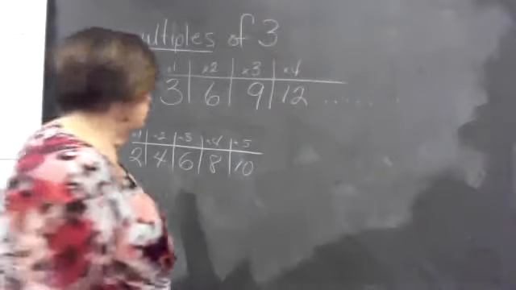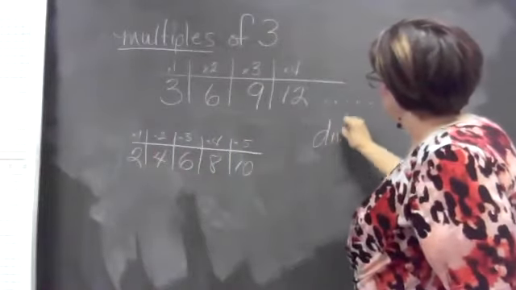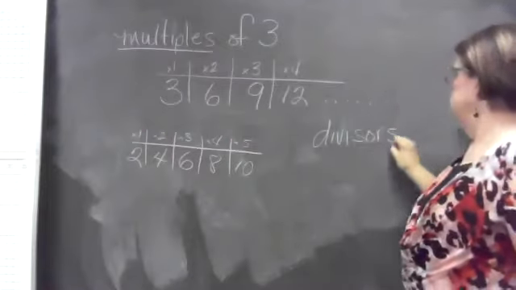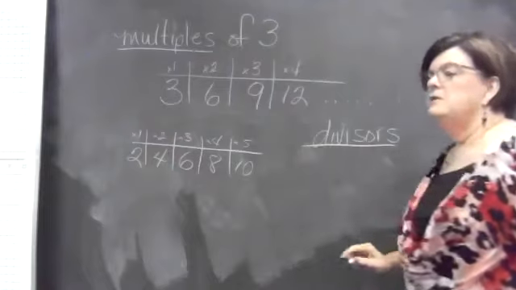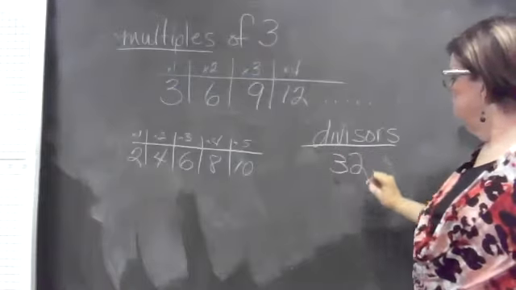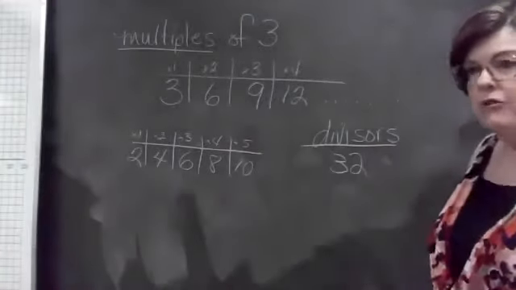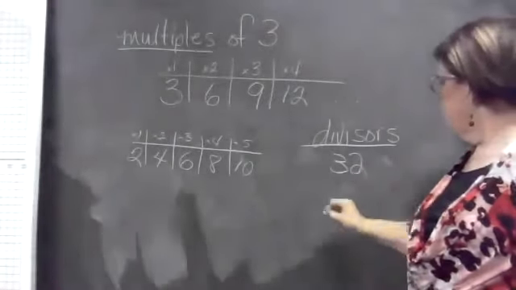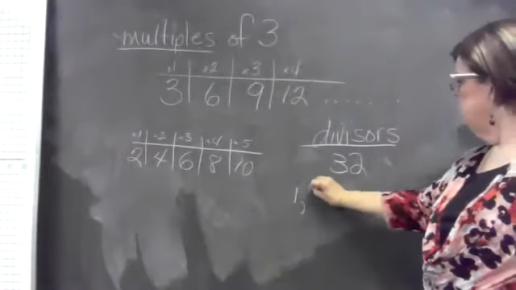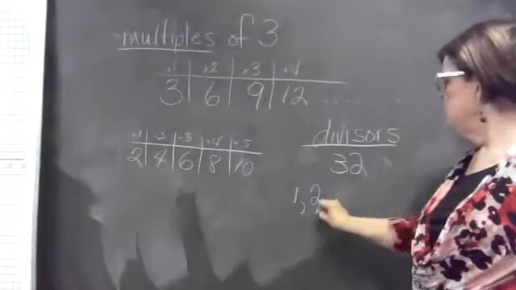Okay, and then down at the bottom, they ask about divisors. Let's get a big one. A divisor of 32. Okay, that means all the numbers that you could possibly divide into 32. It'll divide by 1, won't it? Will it divide by 2? Yes. Will it divide by 3? No. Will it divide by 4?